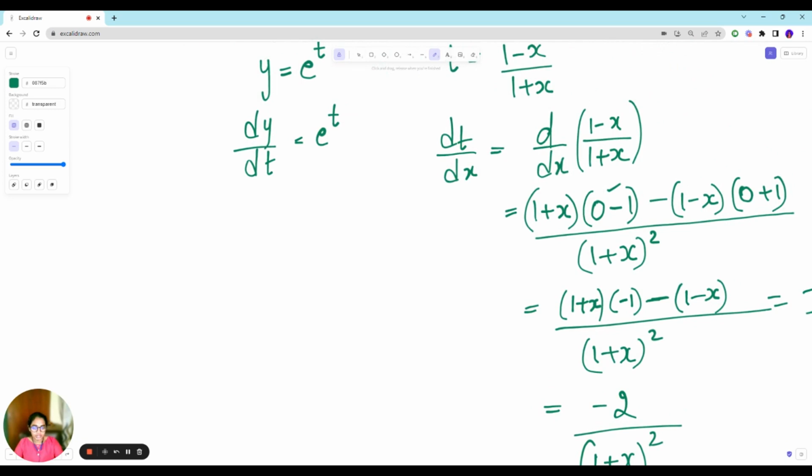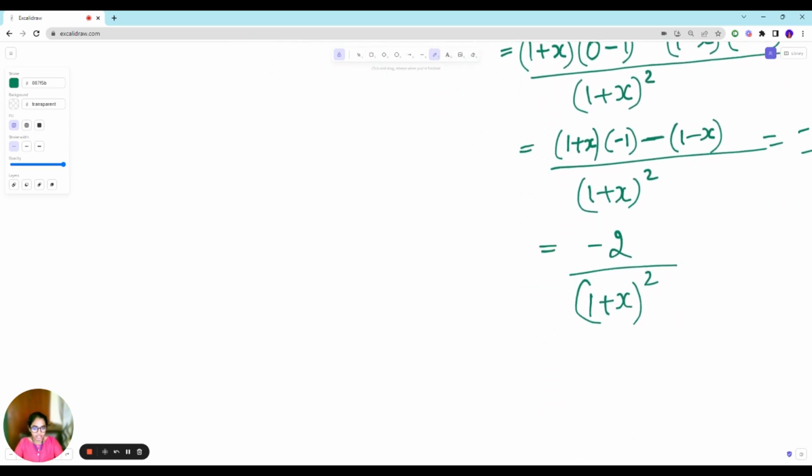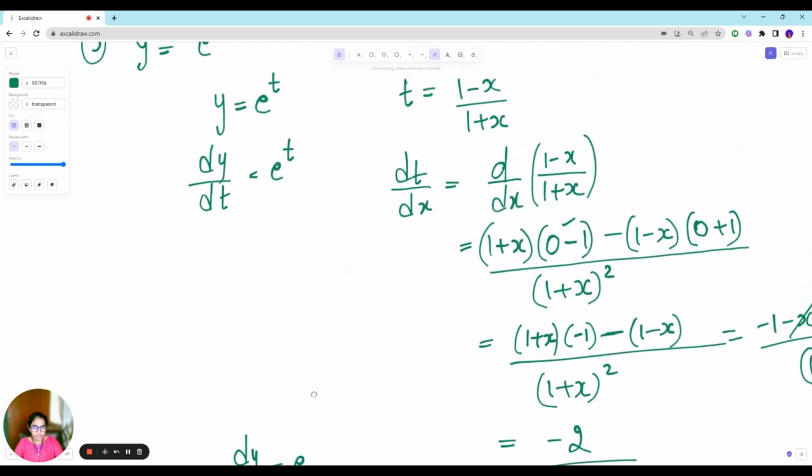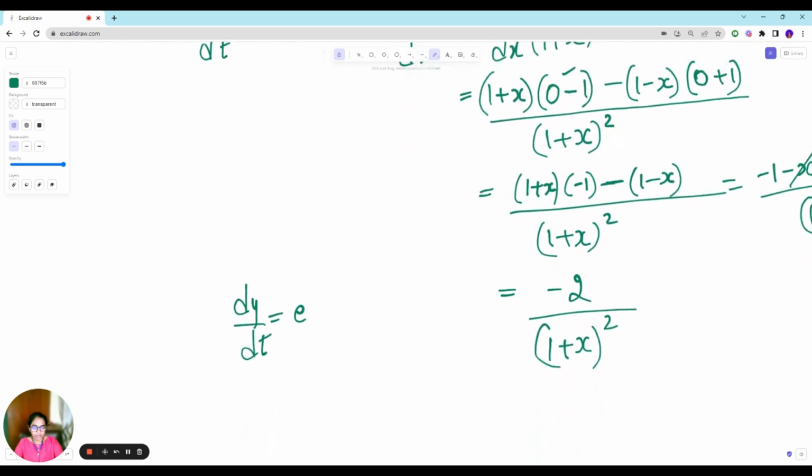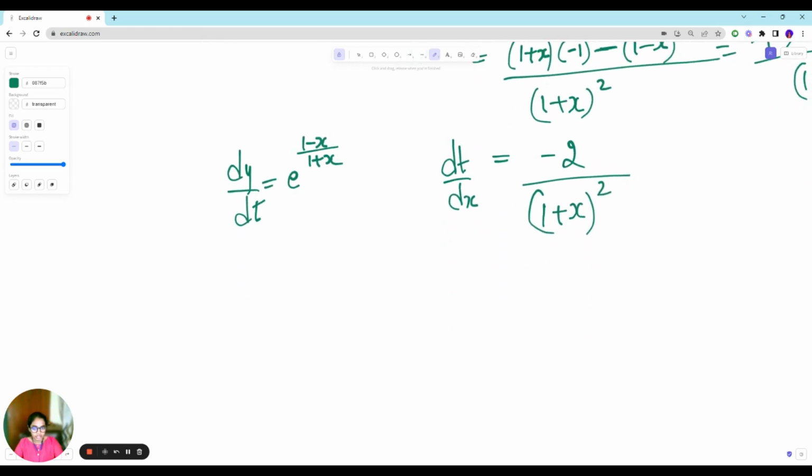Now, we've already solved what dy by dt is. So dy by dt is equal to e to the power t. Let me substitute the t value. What is the t value? That is (1 minus x) divided by (1 plus x). This is our dt by dx. So now what should I do? I'll write dy by dx directly, that is the product of these two terms. That is e power (1 minus x) divided by (1 plus x), and I'll write the negative sign and 2 over here, divided by (1 plus x) the whole square.